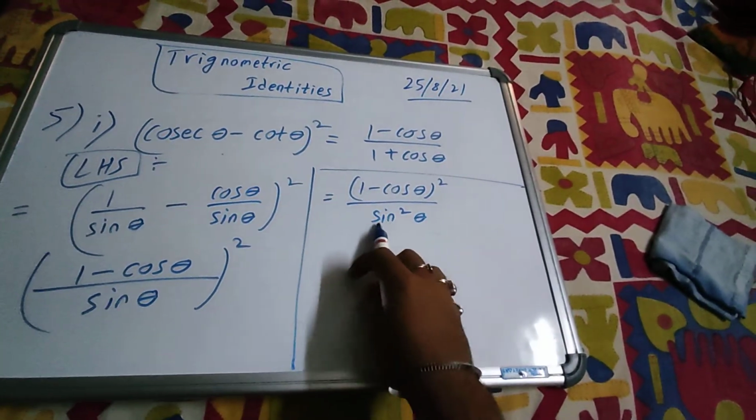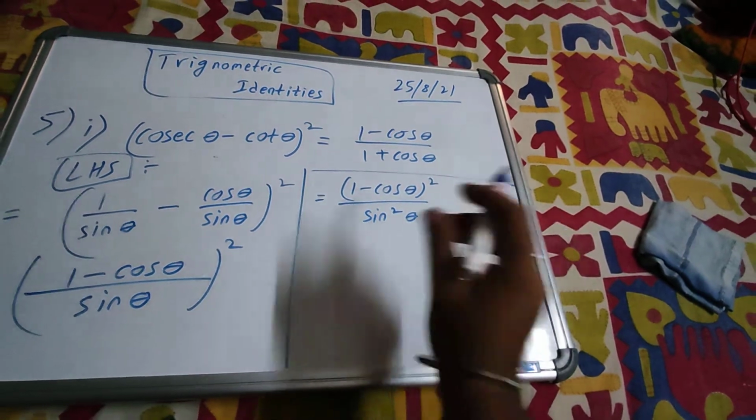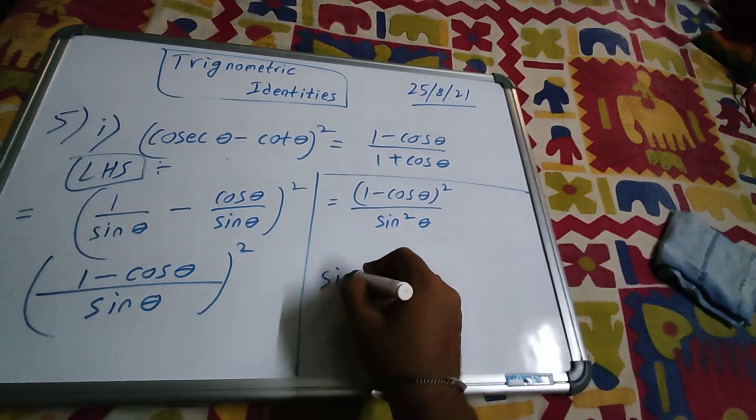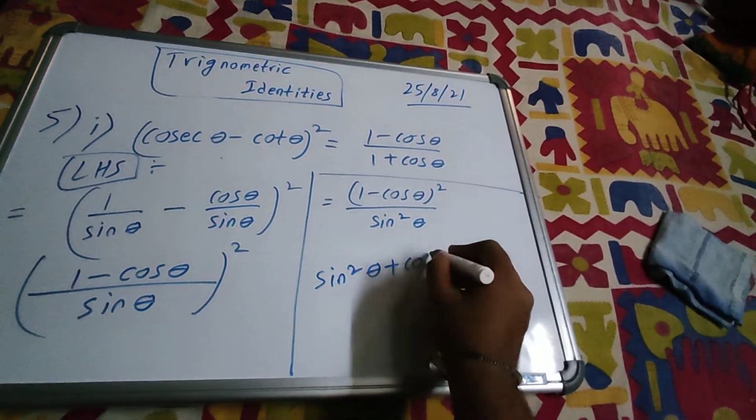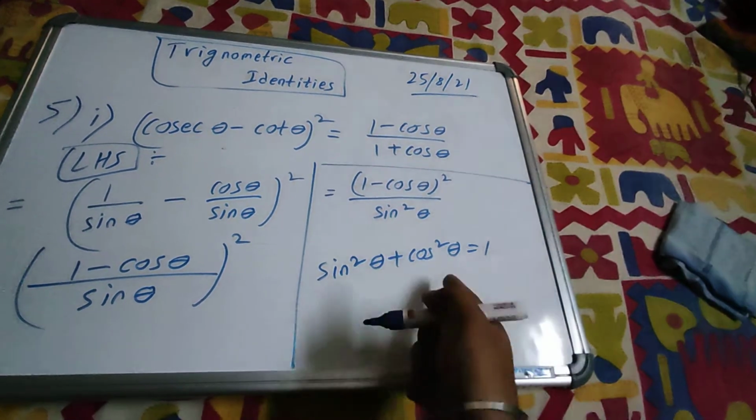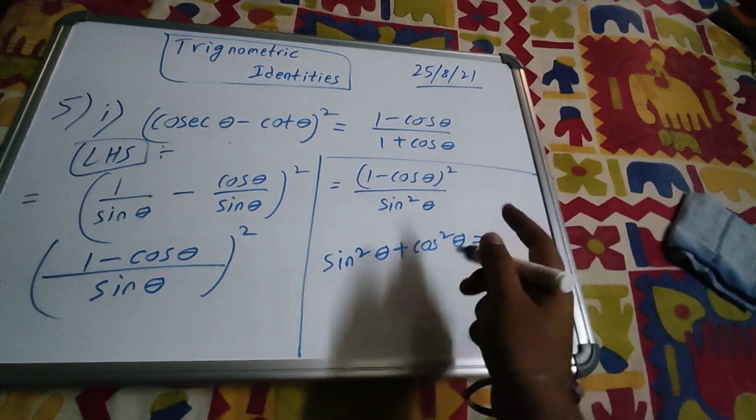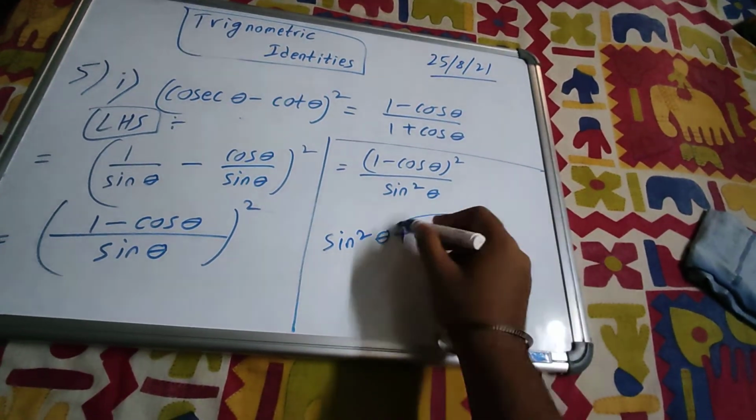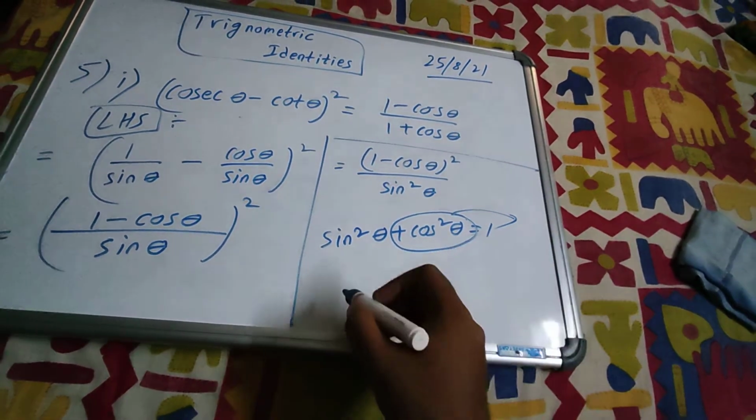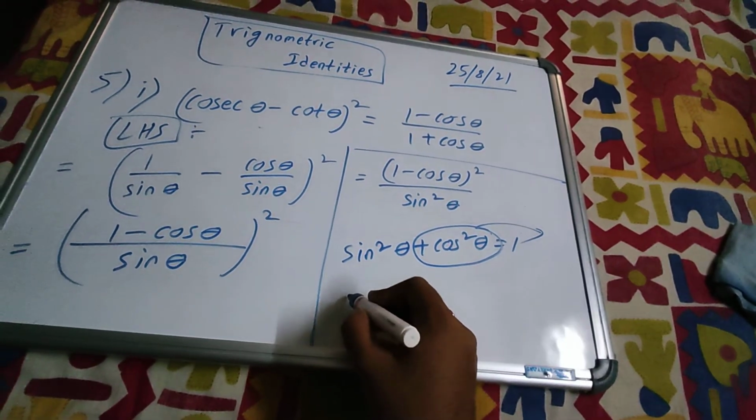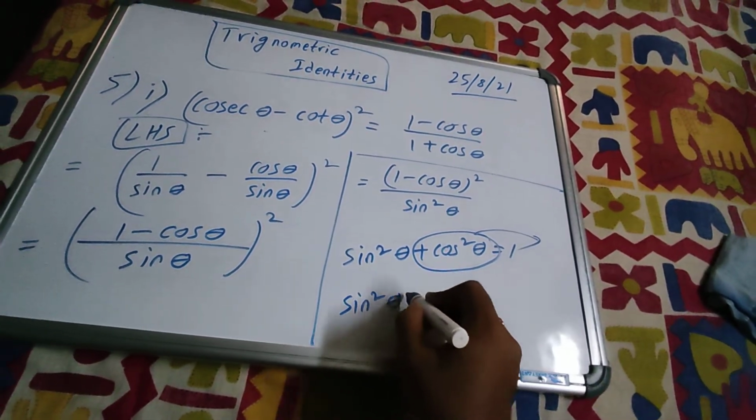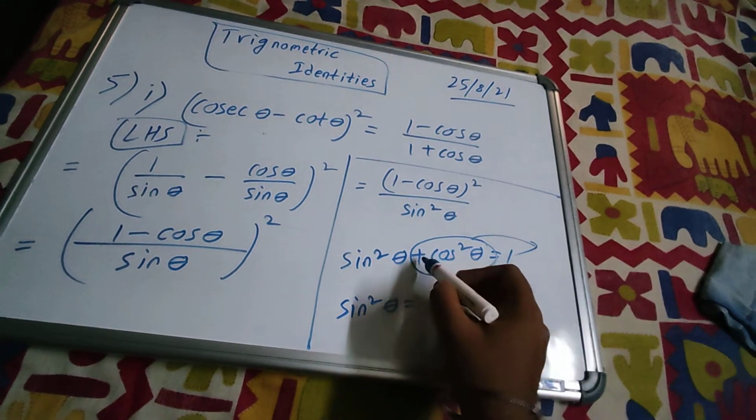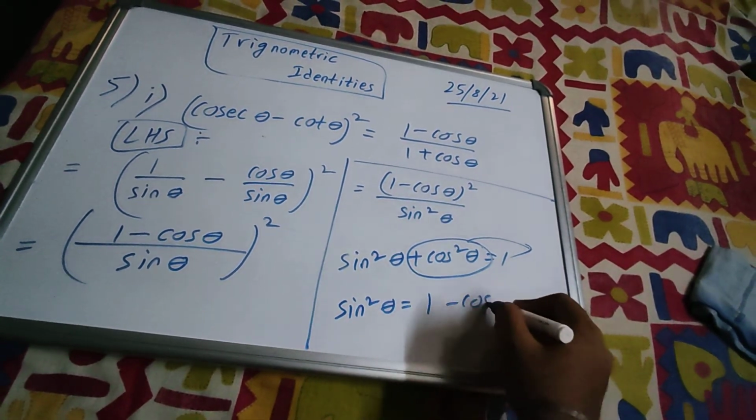Now a very interesting thing is this sine square theta. We know the formula, sine square theta plus cos square theta is equal to 1. Just a few minutes before I told this formula. One counterpart of this formula I also told you: if I move the cos square theta to the right hand side, then sine square theta will remain on the left hand side. So it will look like sine square theta is equal to 1 minus cos square theta.